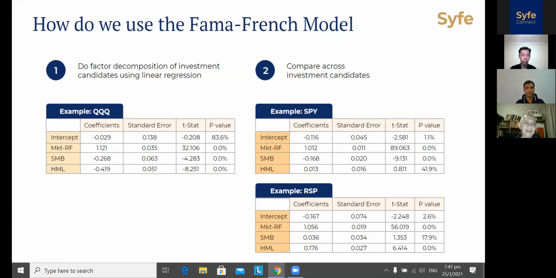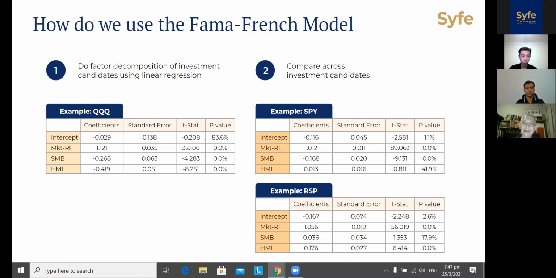And the factor loading, the betas, on the other hand, 1.12 means that QQQ actually has a larger beta than the market. It's 12% leverage, so to speak, okay? So you put a bet on QQQ, if the market goes up by 10%, you should go up by 11.2%, kind of thing, right? You can see the same thing for SPY. SPY is the S&P 500 ETF. You can see that the coefficient is roughly about 1, okay? So S&P is roughly the market.